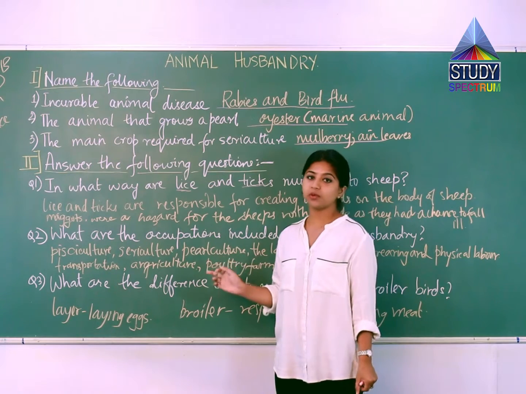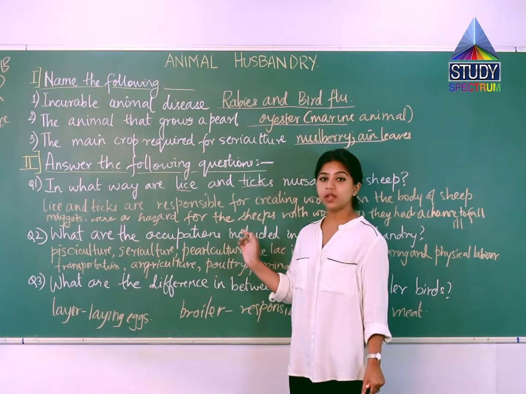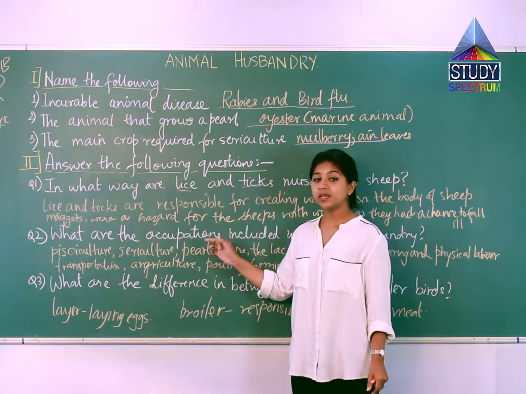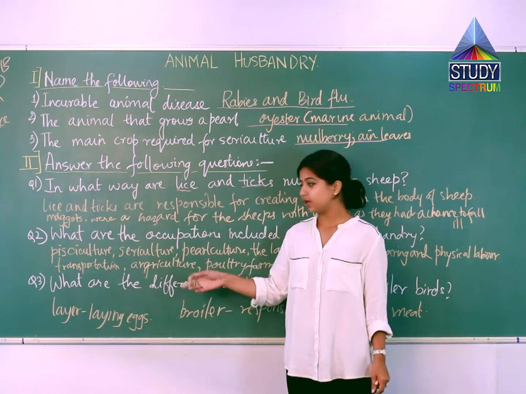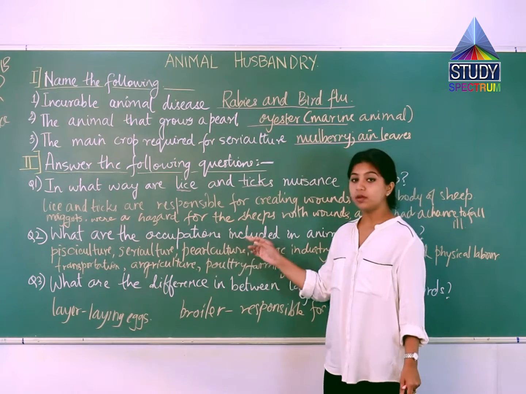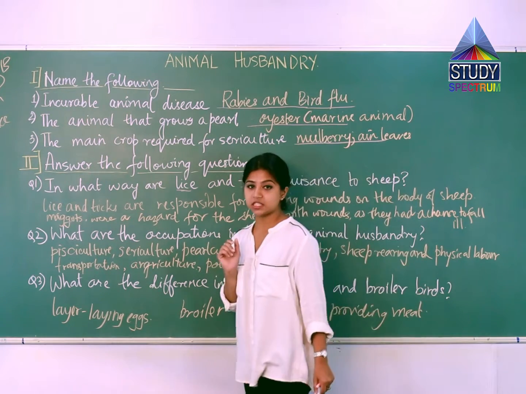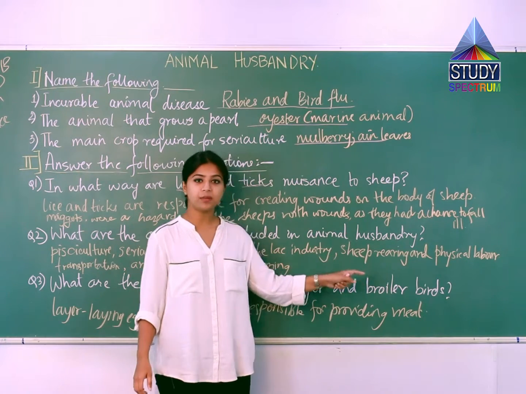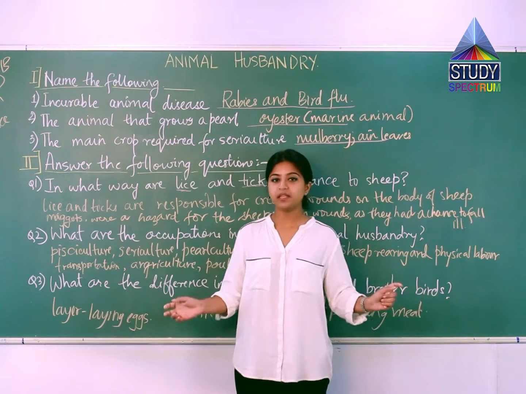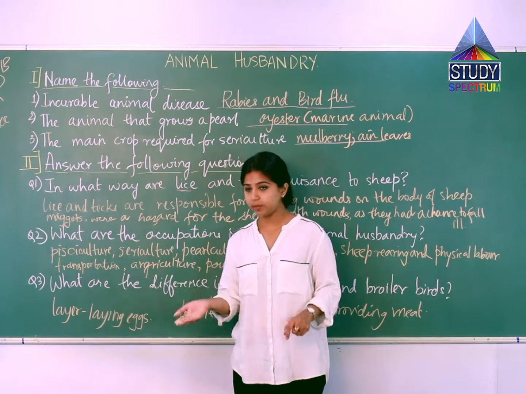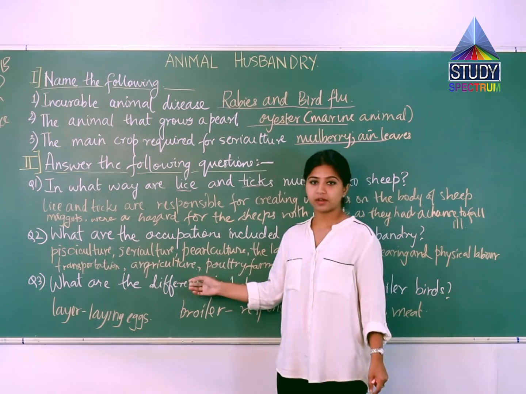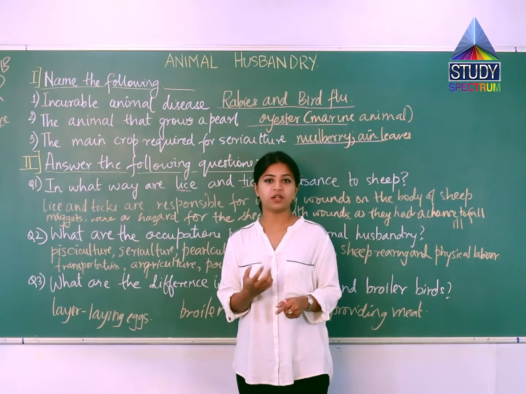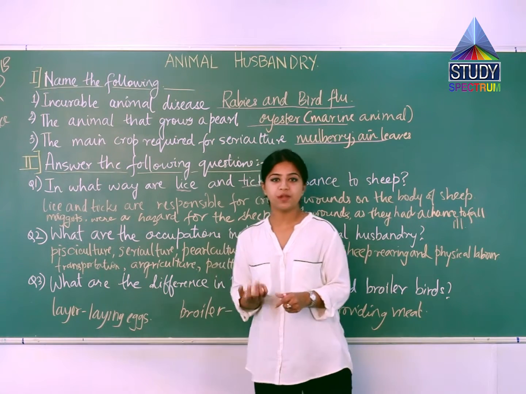Now the next one I told you about, what is it? What are the occupations included in animal husbandry? We learned them pretty well, and we learned that pisciculture, sericulture, pearl culture, the lac industry, along with the sheep rearing, the physical labor and the transportation that is performed by these animals, also the contribution to agriculture and the poultry farming were certain occupations that were included in animal husbandry.